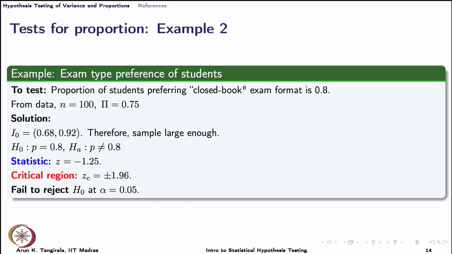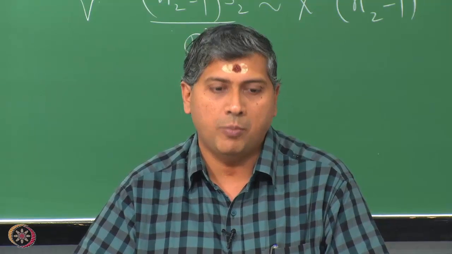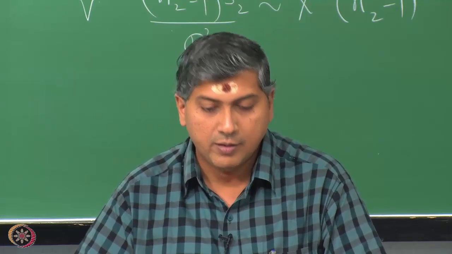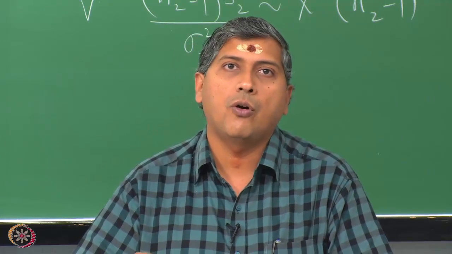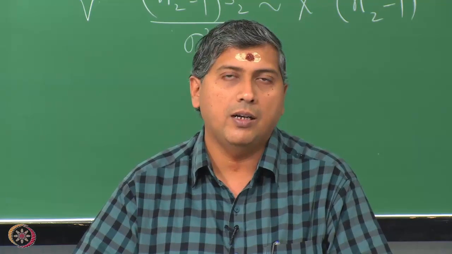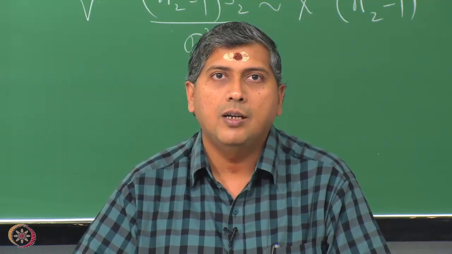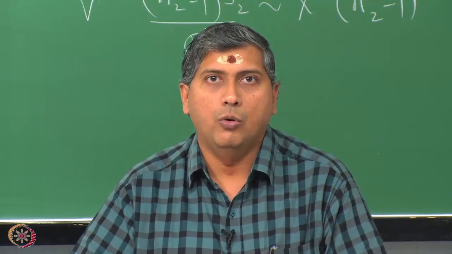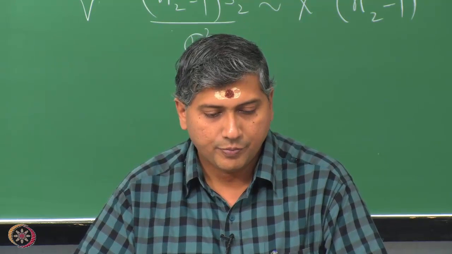The acceptable region is minus 1.96 to plus 1.96, and therefore, we fail to reject the null hypothesis. Here also one can follow the p value approach, one can use the confidence interval approach, but I leave it as an exercise for you to work out those approaches.